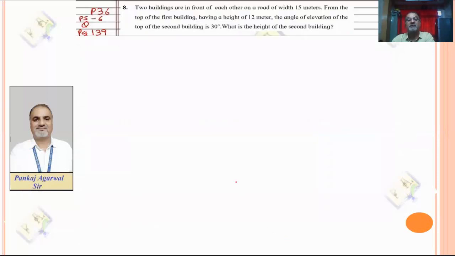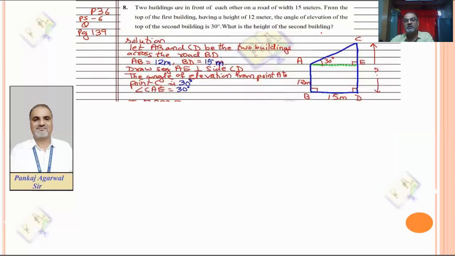Exactly in the same manner, we'll do P36. Two buildings are on the width of the road, parallel to each other, and the width of the road is 15 meter. From the top of the first building, having a height of 12 meter, the angle of elevation of the top of the second building is 30 degree. What is the height of the second building? Almost similar question. Only difference is here AB is 12 meter, BD is 15 meter, and angle is 30 degree. So write the introduction on your own.